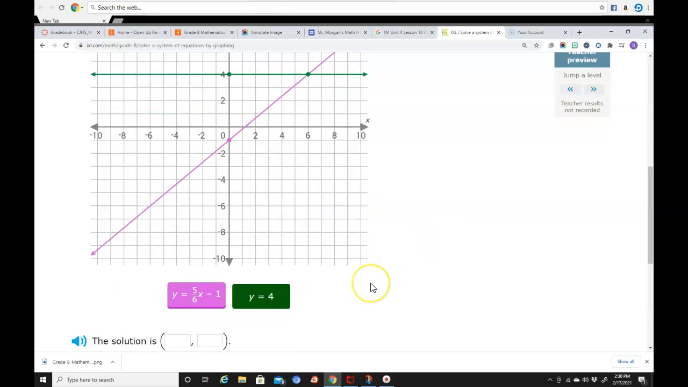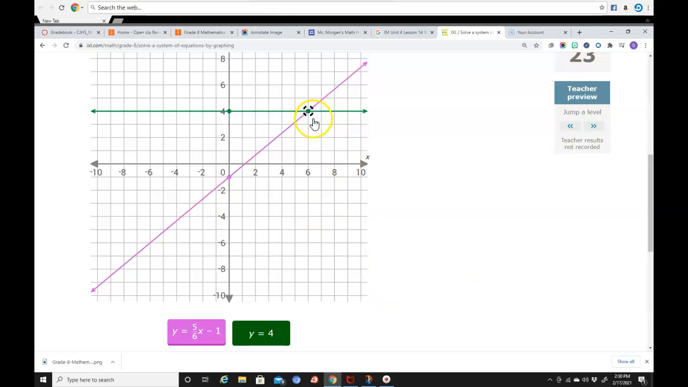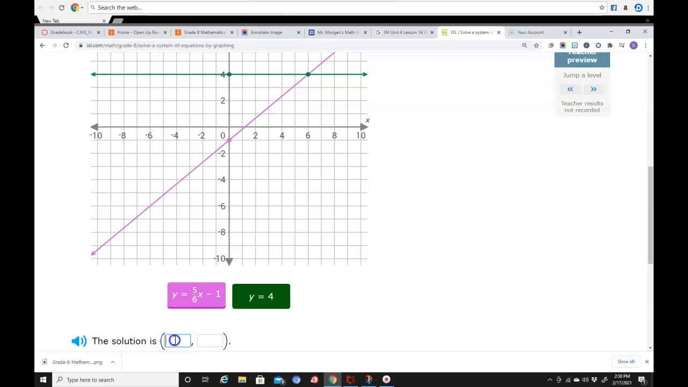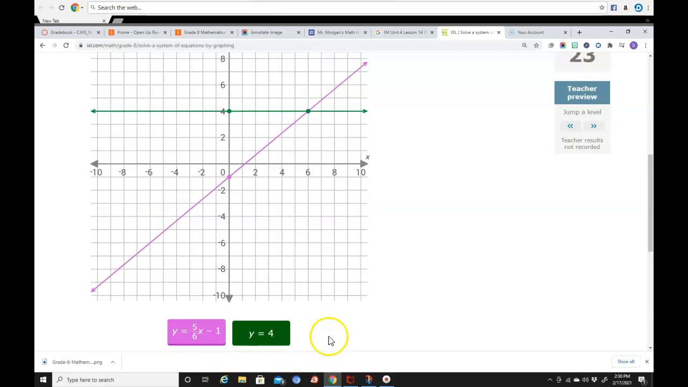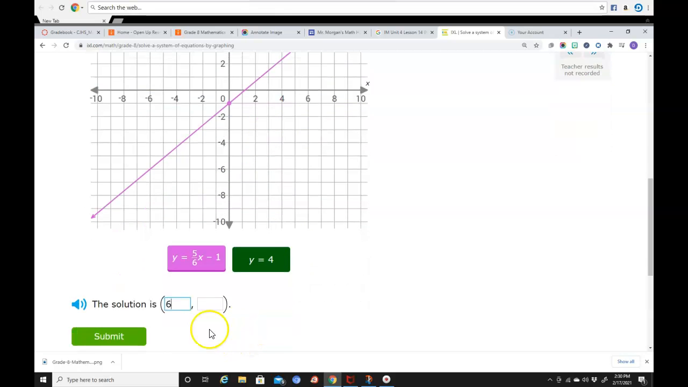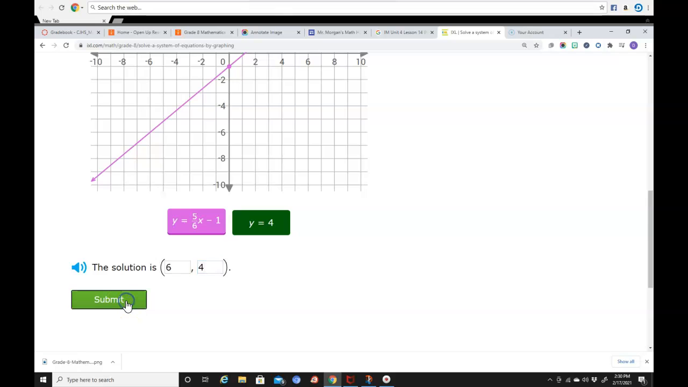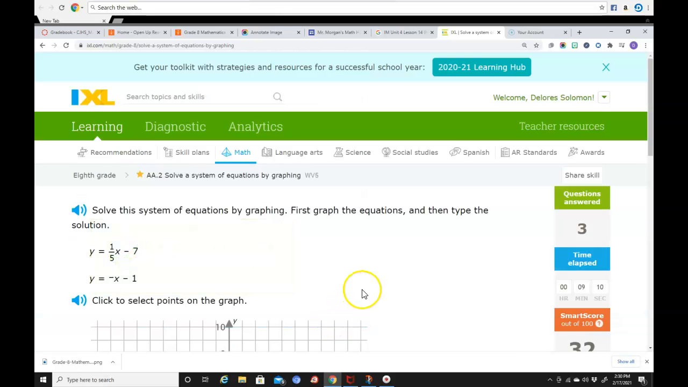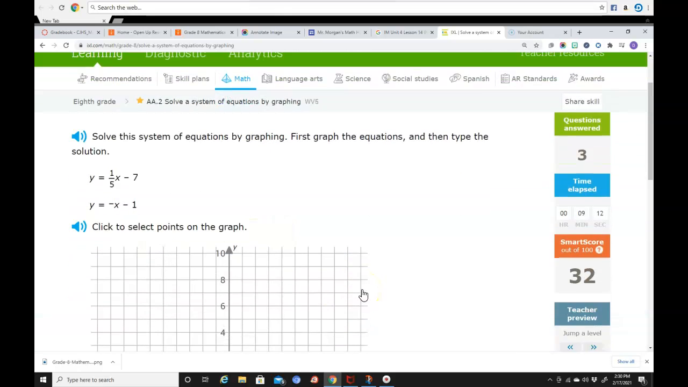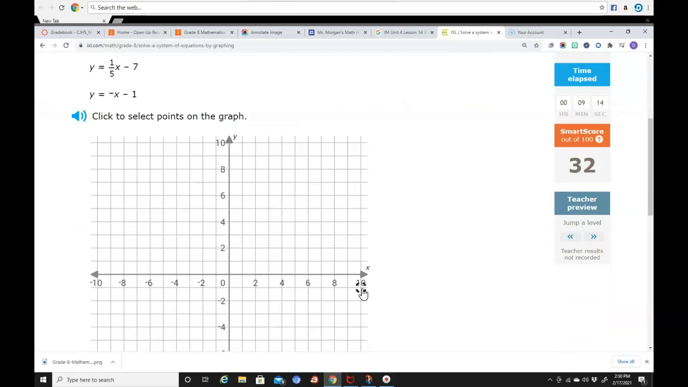Now if you notice, you can already see where they intersect. Where they intersect, that is your solution. So for your solution on this, you went 6 on the x, so type in a 6, and on your y, you went 4 up, so you click on the 4. Then hit your submit button, and we got another one right. Okay, let's do another one. We'll do one more just to make sure everybody has it.